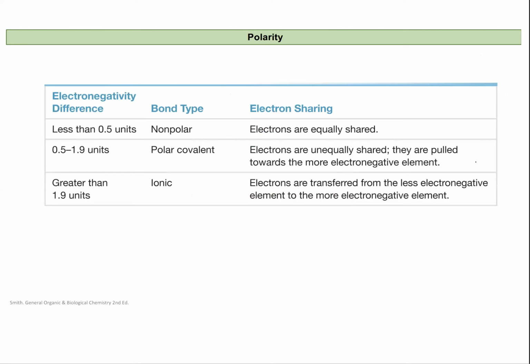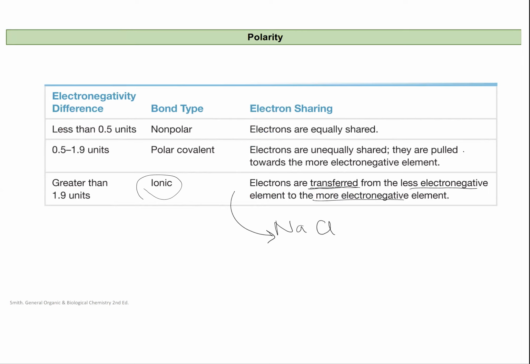So here's that summary of those boundary points. If anything is less than 0.5, then it'll be nonpolar and the electrons are evenly shared. Anything that is 0.5 to 1.9 will be polar covalent, and the electrons will be unequally shared. They'll pull more towards one element than the other. And then if it's a greater difference than 1.9 units, then we actually have an ionic compound. The electrons will be so much more attracted to one than the other that they'll actually transfer through a redox reaction from the less electronegative element to the more electronegative element. And you would get something like sodium chloride.